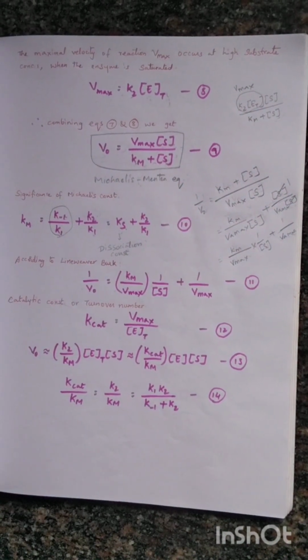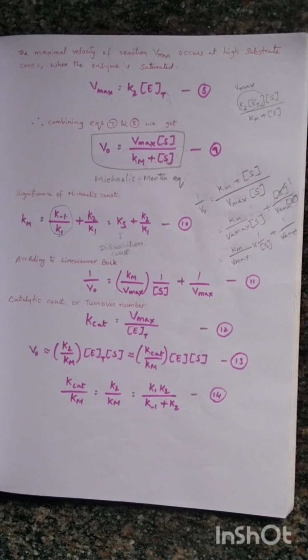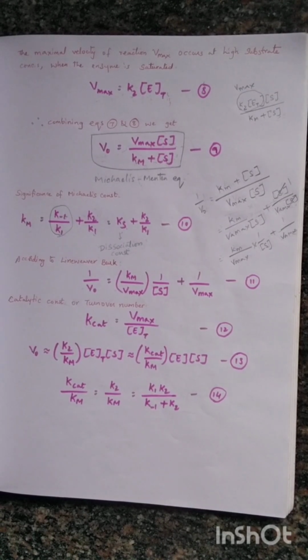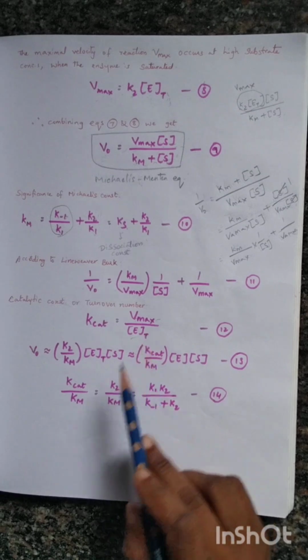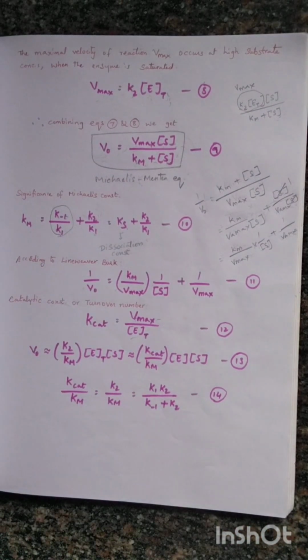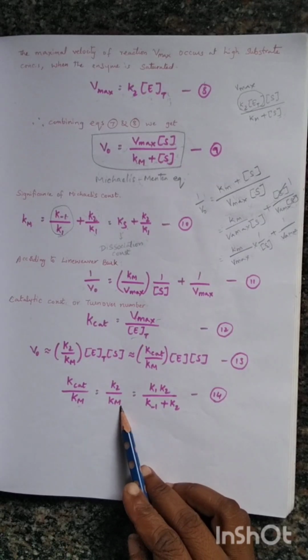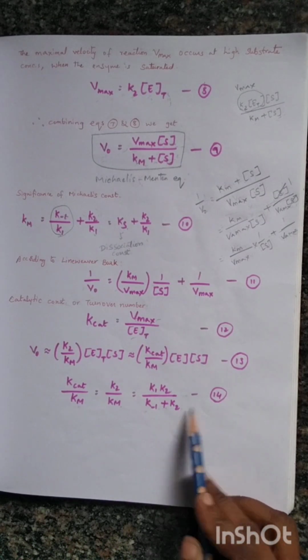Catalytic constant or turnover number. As we discussed at the start of the video, Kcat is the turnover number of an enzyme, or the number of reactions happening at the enzyme's active site per unit time. Kcat is equal to Vmax by total enzyme. If we calculate Kcat by Km, it is equal to K2 by Km, which is equal to K1 into K2 by K minus 1 plus K2.